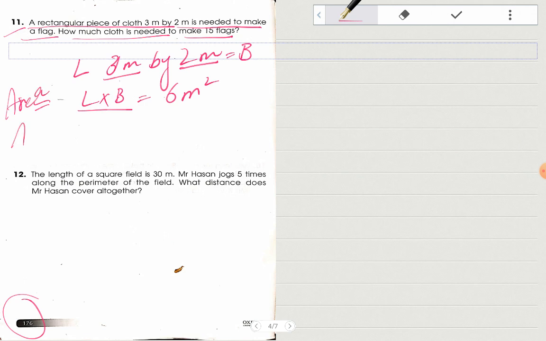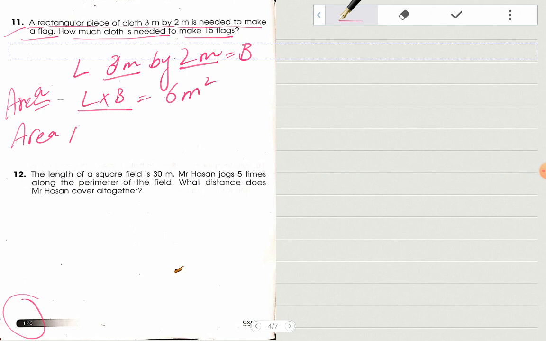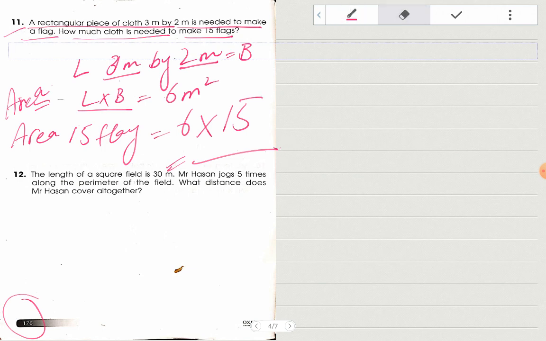To find the area of 15 flags, you will multiply 6, the area of one flag, with 15. You will get the area of the cloth needed for 15 flags.